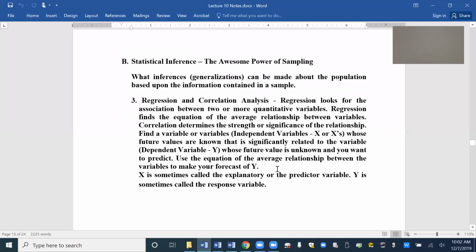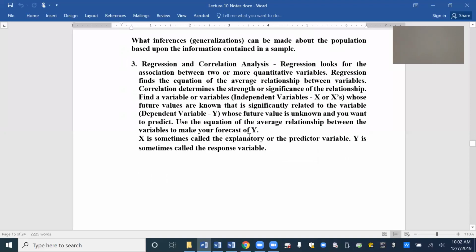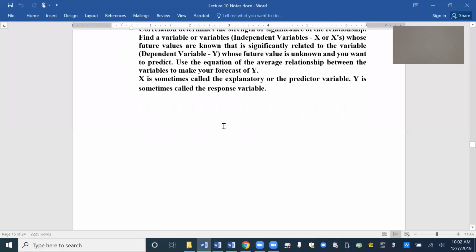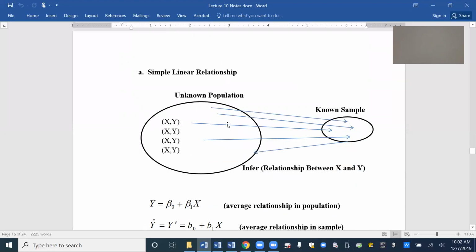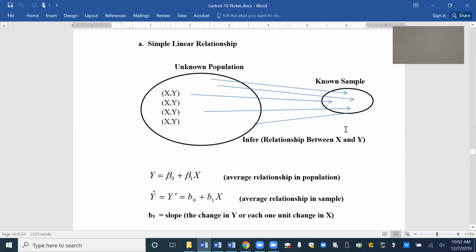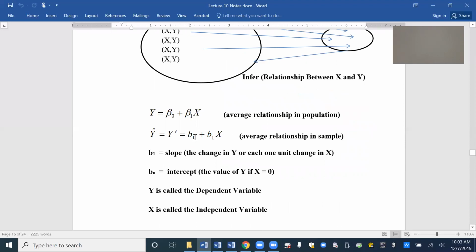Then we use the forecast and we make our confidence intervals. The x is sometimes called the explanatory or predictor variable, and the y is sometimes called the response variable. What we're doing here is statistical inference. We have a population. It consists of all the x's and y's that would ever be. We grab a sample of it, and we say, what relationship did we see in the sample? Here's my intercept, here's my slope. Don't let this mathematical jargon knock you down.